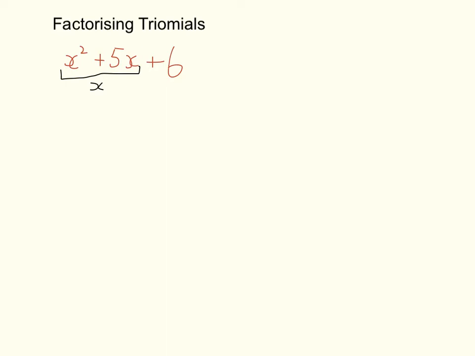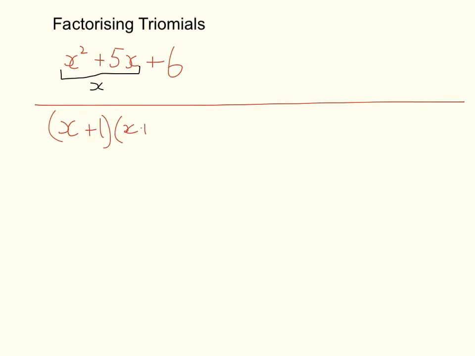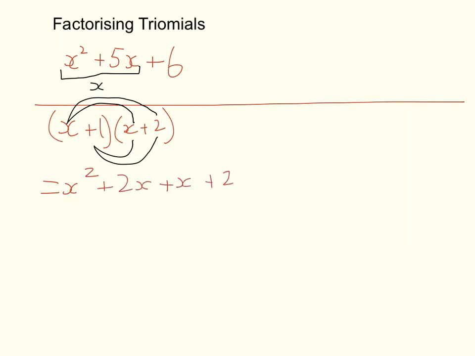Actually, what we're going to do to start with is look at what something like this gives us. If we expand x plus 1, x plus 2, this is our FOIL expansion. We multiply our first terms, our outside terms, our inside terms, and our last terms. So we know we're going to end up with 4 terms there, so we end up with x squared plus 2x plus 1 lot of x plus 2, which gives me x squared plus 3x plus 2.